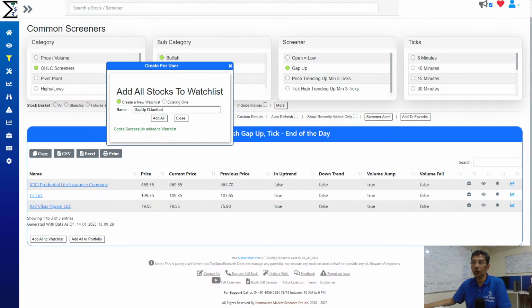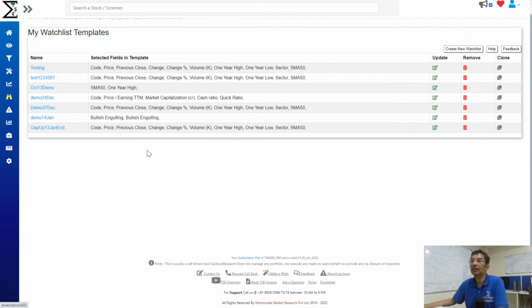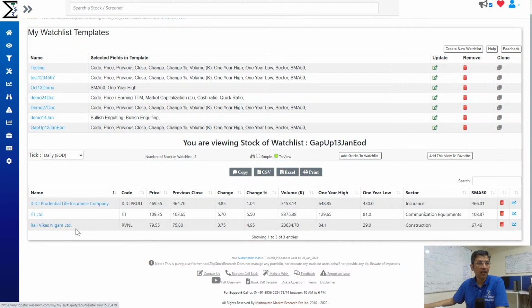So you'll see a new watch list is created out here, right? So when you go into watch list, this watch list is created. So you'll see three stocks. So next day you can keep on observing that a gap up happened here, and then what the price movement is, right? So that will help you with that. Okay, great. Stock basket, watch list, create more watch lists.